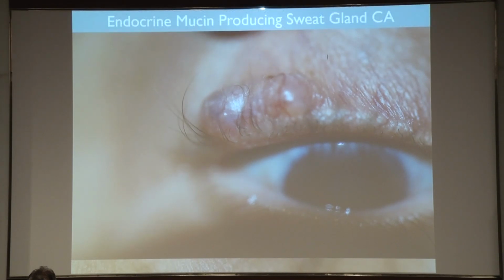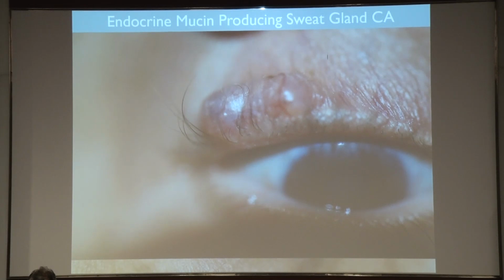And you know what this came out to be? An endocrine mucin producing sweat gland carcinoma. So there are sweat glands in the skin where tumors and malignancies can arise from that also. And this lesion has an association with breast cancer also. So she went ahead with a systemic evaluation, mammography, and she came out negative. So in this patient, there was no association, but it is known to have an association.